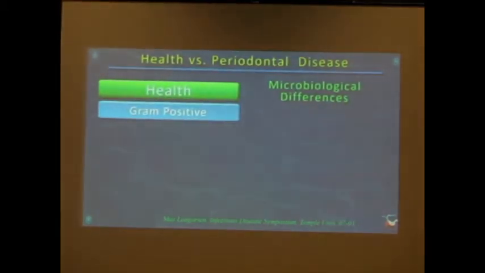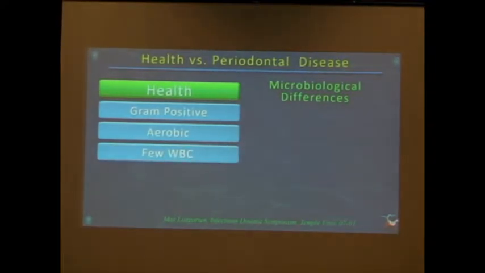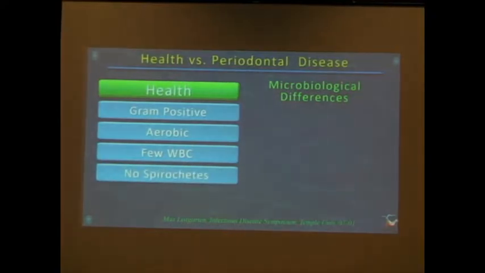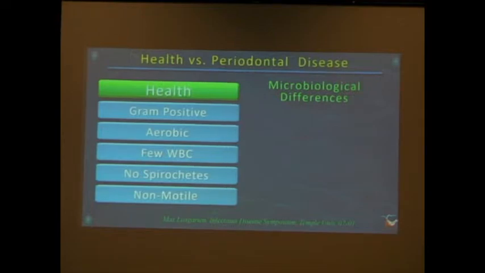So what are the differences between health and disease? Healthy microflora is largely composed of gram-positive organisms, aerobic organisms, few white blood cells. Remember, the white blood cells are the inflammatory cells, so you should have a relatively low number of those if the patient is healthy. Total absence of spirochetes. And it's largely a non-motile field. Very few motile types of bacteria are in healthy mouths.